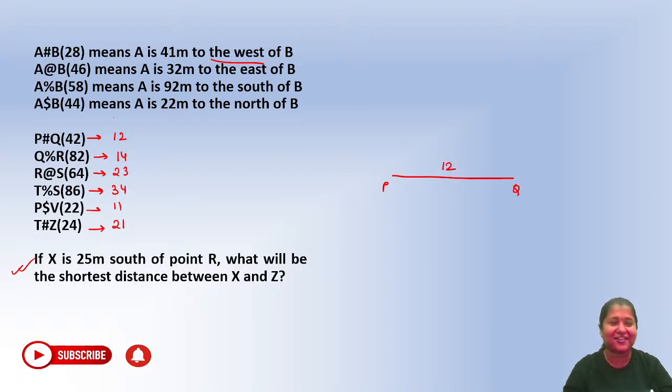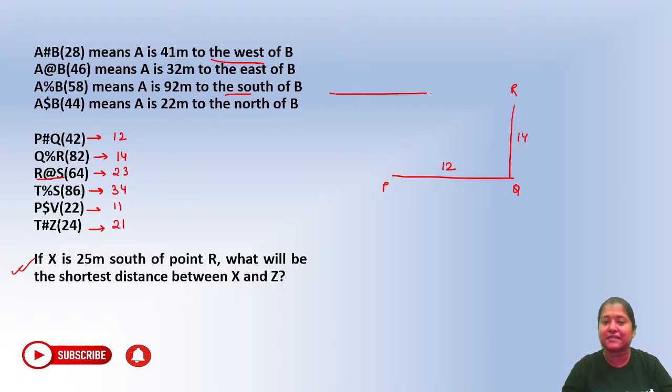Okay, root 85. Now we have Q percentage R. Q percentage means what? Towards the south. So you can see that Q has to be towards the south of R. Okay. Let's say this is your R here. Okay, इस तरह से R बन जाएगा. Distance between them is 14. Okay, this is your R. After that, we have R at the rate S. At the rate means what? East. So R is towards the east of S and 23.